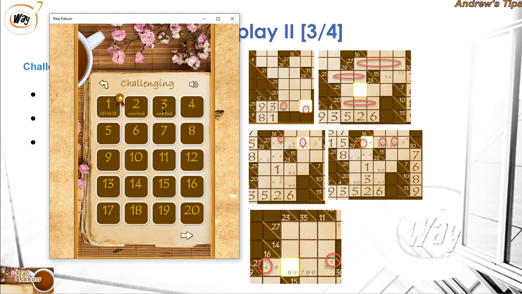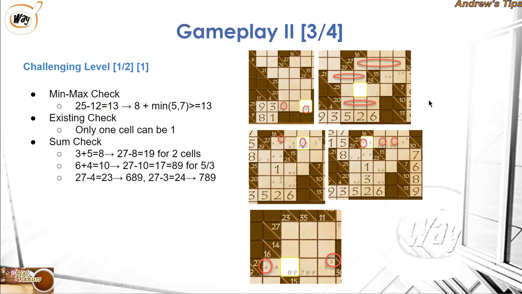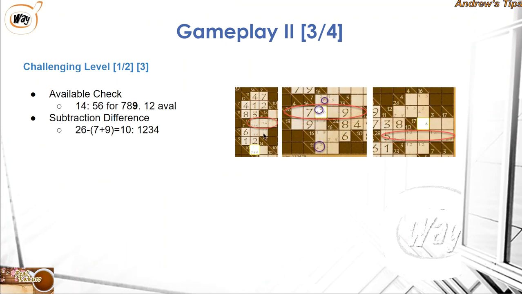Play another level, another game, game 3. Before I start game 3, I give you some tips. For example, in here, we already have 7, 8, 9, 5, 6. So in here, even though they use the 9, if I use the 9, the minimum is 5, is 14. So 9 is not available.